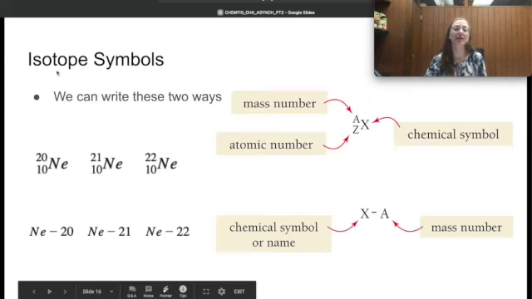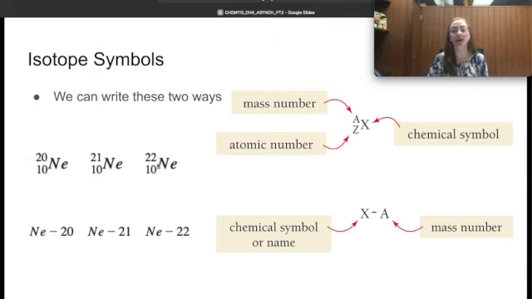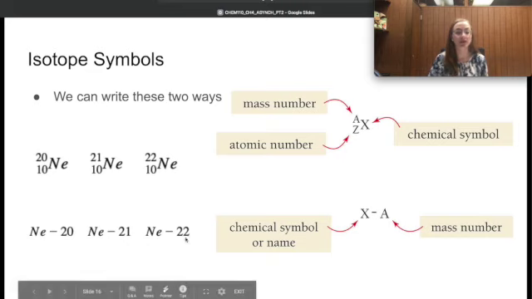So we have isotope symbols that we might write two different ways. I will always default to the second. I will never write them like this. It's very complicated to write them like this, and it's very hard to typeset them. So I'm always going to write them like these ones down here, but just so you know what they look like when you see them.